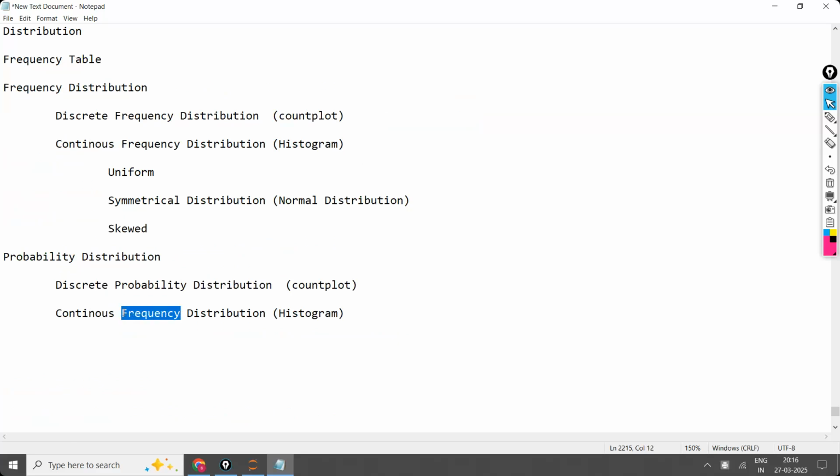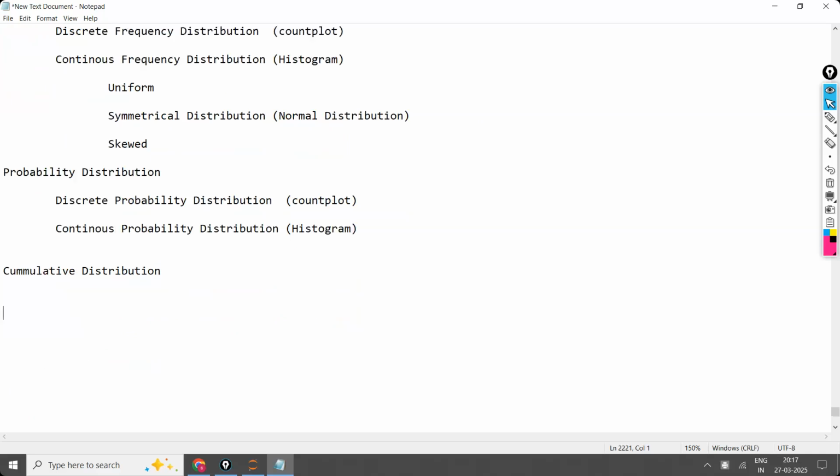Continuous probability distribution. Along with this, I have explained the cumulative distribution. What is meant by cumulative? Cumulative means it's a combination of multiple intervals. So these are the things that were covered.